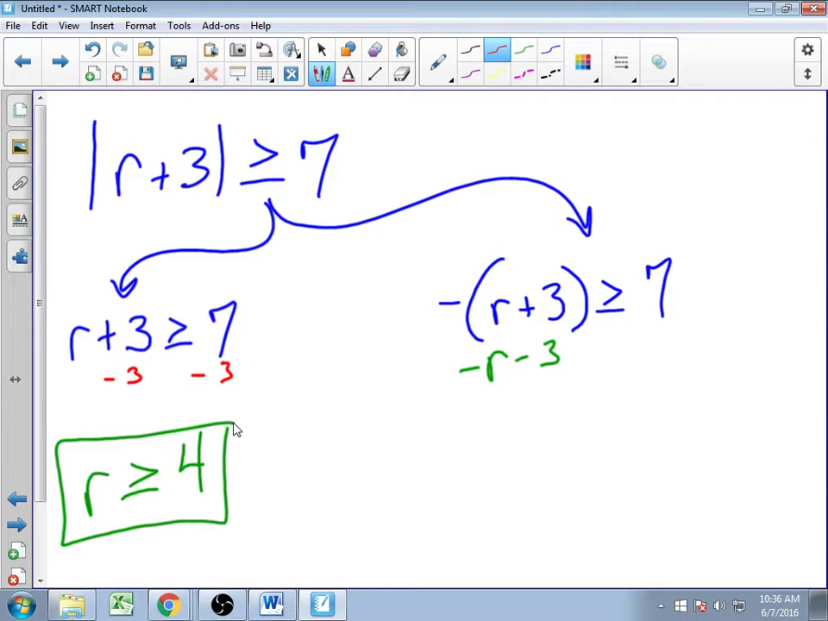Well, I have negative r minus 3. To get rid of that minus 3, I have to add 3 to both sides. I now get negative r is greater than or equal to 10. Here's where a lot of mistakes happen also. What do I need to do to get a positive r? Well, you have to divide by a negative, but that means you also have to flip the sign.